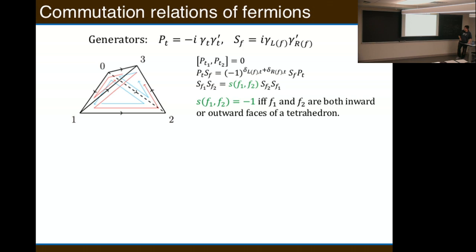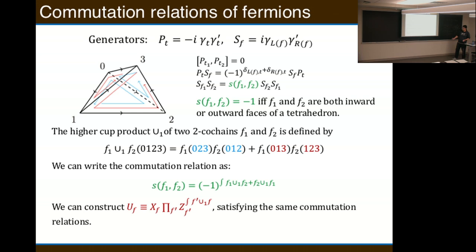And now we want to go to translation. Everything just follows the same procedure as before. The only difference is we change the cup product to the so-called cup-one product. So the quick summary is that in 2D, we use the cup product to capture the anomaly of fermions. In 3D, we use the cup-one product to capture the anomaly of fermions. But this is true for arbitrary dimension. I will write down the formula back here.